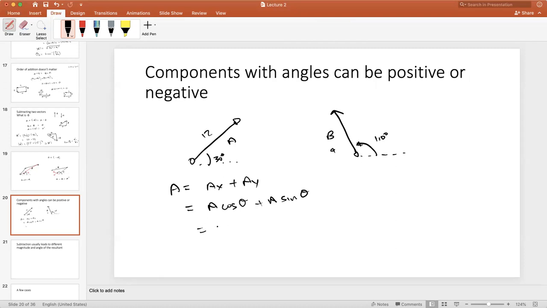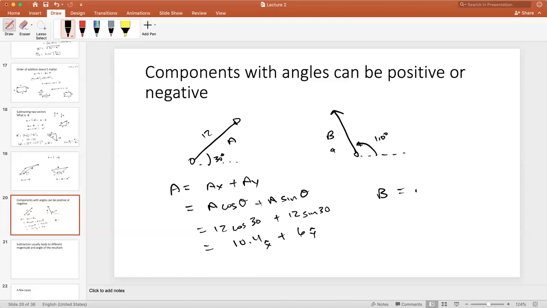And cosine of 30, so 12 cosine of 30 is 10.4. So this is 12 cos 30 plus 12 sine 30. This is 10.4 and 6, in the x hat direction, in the y hat direction.